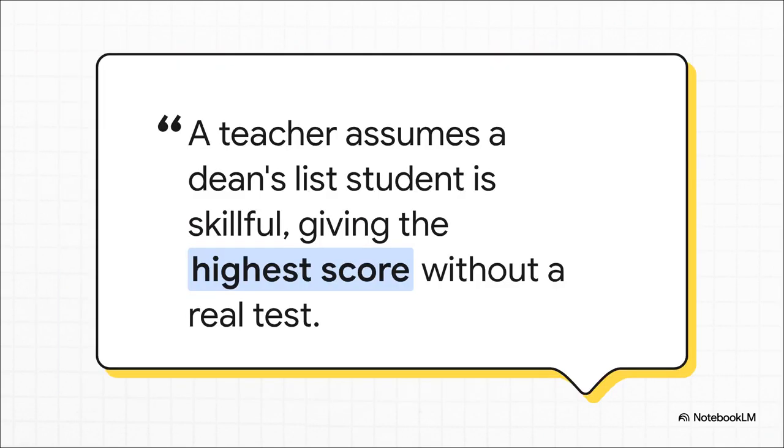Imagine a teacher who knows a particular student is on the dean's list. Without even really testing them, the teacher just assumes, oh, they're a great student, and gives them a high score. That positive halo from being on the dean's list unfairly influences the assessment. The scary part here is that the researcher's bias, not the subject's actual skill, is creating the result.